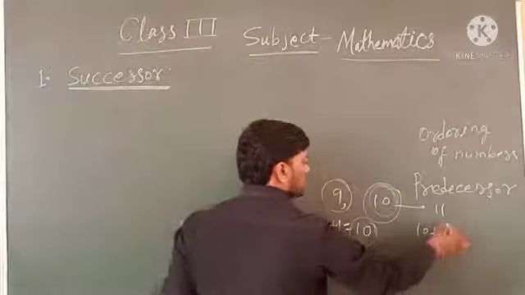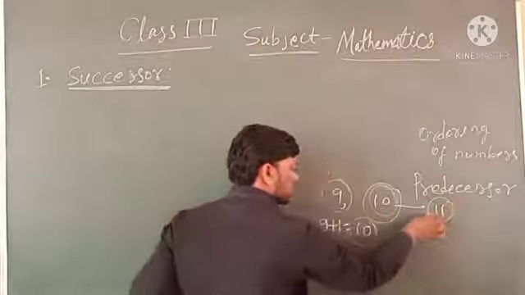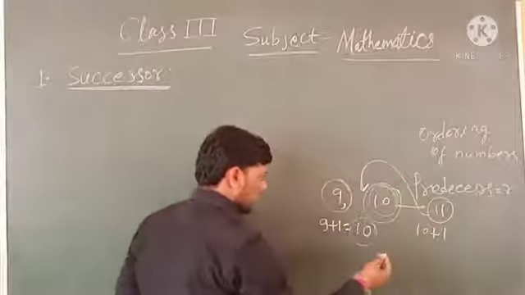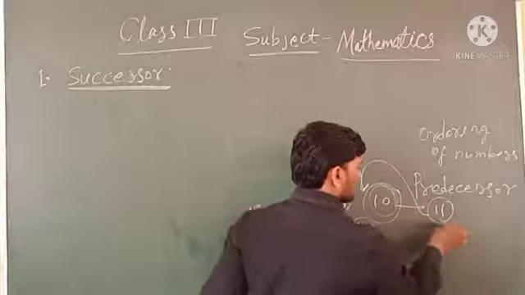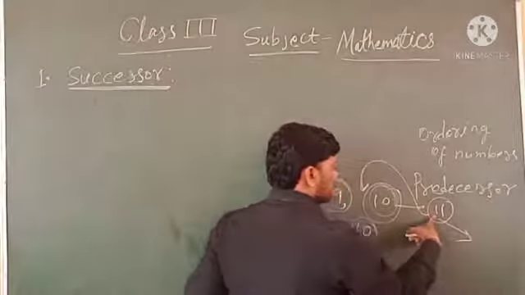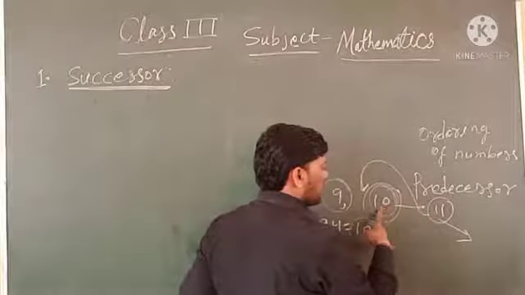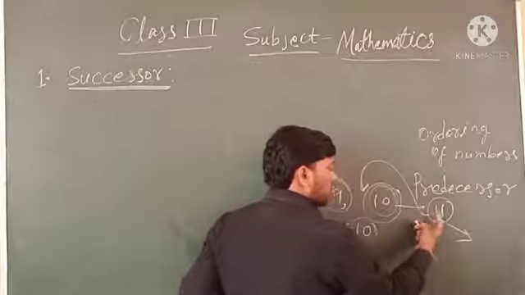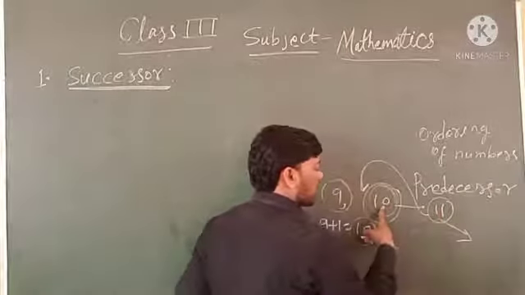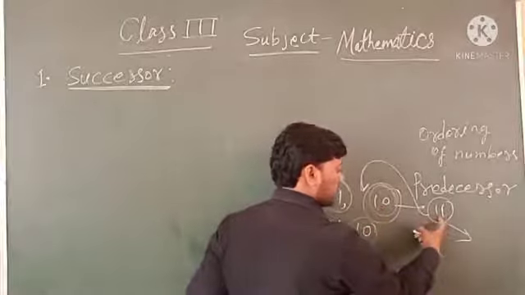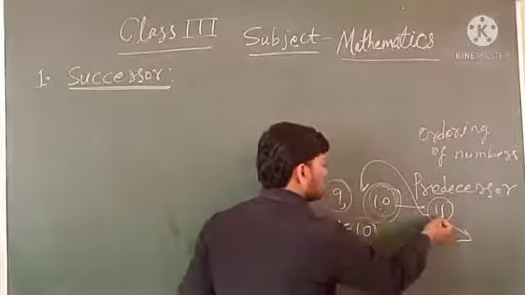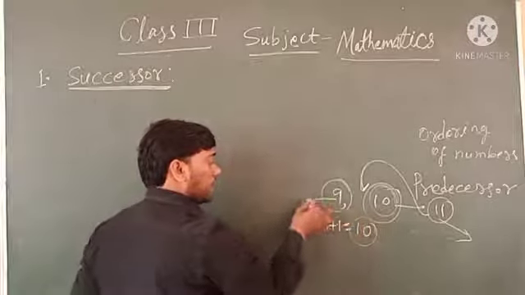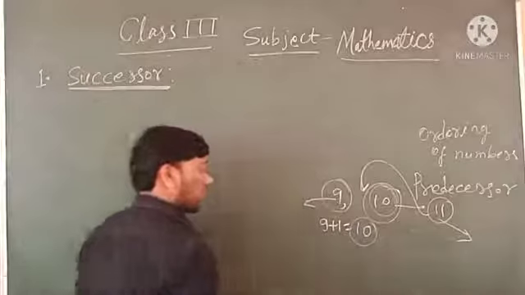The number that comes just after a particular number. 10 is the particular number and 11 is the coming number. So the number that comes just after a particular number is called the successor of that number. 11 is the successor of 10 and 10 is the successor of 9.